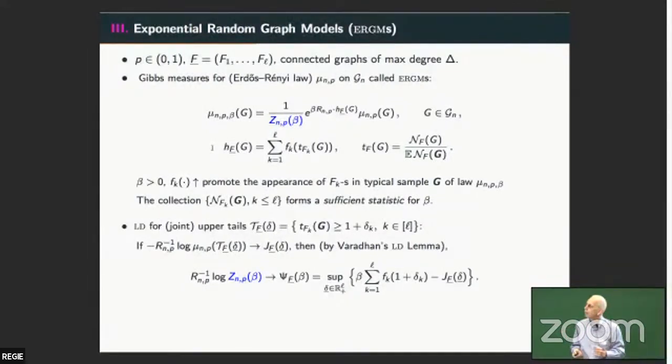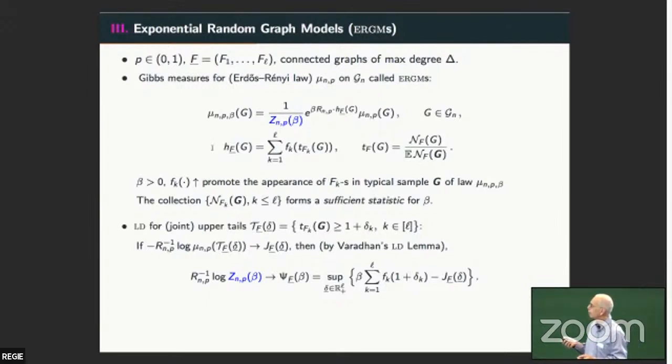We are going to look at the ferromagnetic case, meaning the parameter beta here is positive and the function that we use is monotone increasing. So we are trying to promote the appearance of more of these patterns. It's a very different story if you try to eliminate those patterns, so we are not going to get there. And you also have a normalizing number, the partition function, just to make the probability measure mu of P beta into a probability measure. So this Z is simply the sum of these weights over all the configurations.